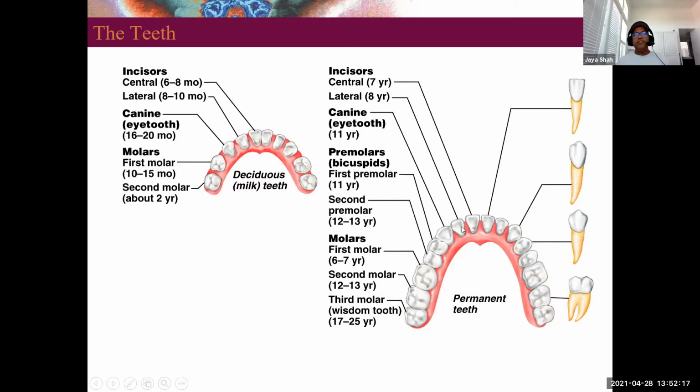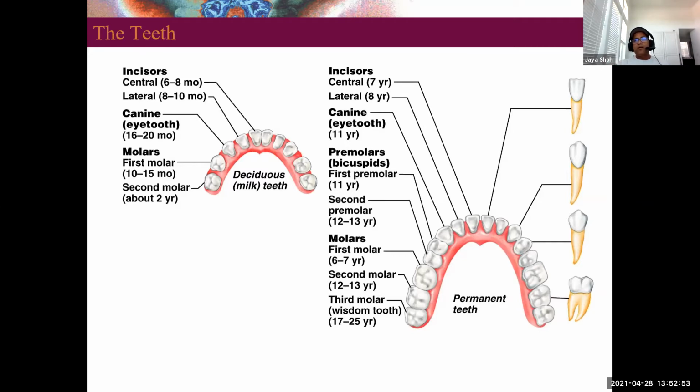In permanent teeth, you can see here incisors, 2, canine, and then premolars, and then molars. There are 2 premolars and 3 molars. The last molar is called the wisdom tooth, which appears last, at around 17 to 25 years of age. Sometimes it is an impacted wisdom tooth and it causes a lot of pain, and you have to take it out.